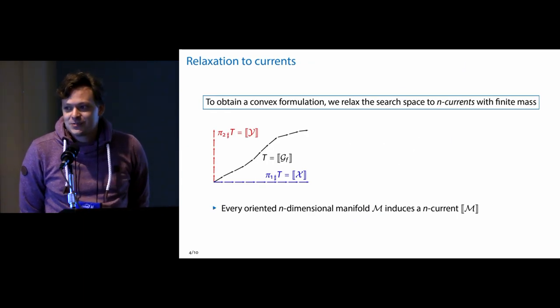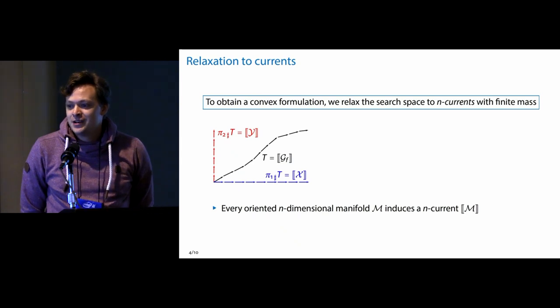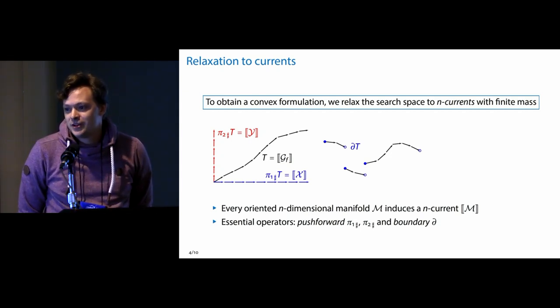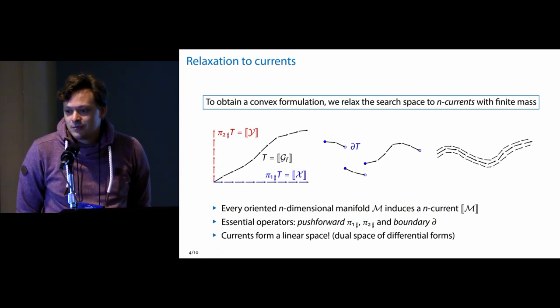This larger search space is given by currents from the field of geometric measure theory. So every oriented n-dimensional manifold introduces a current. And essential operators on currents are push-forward operators and the boundary operator, which are illustrated here above in the images. The nice thing about currents is that they form a vector space, given as a dual space to differential forms.